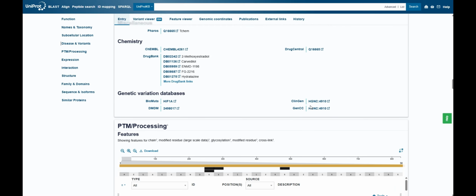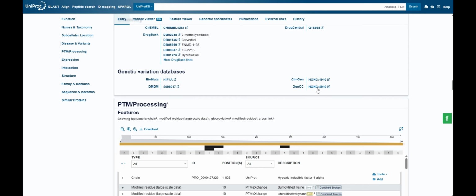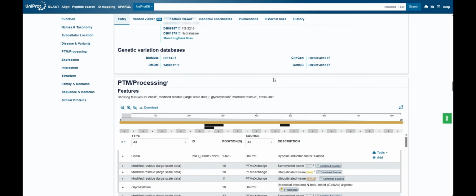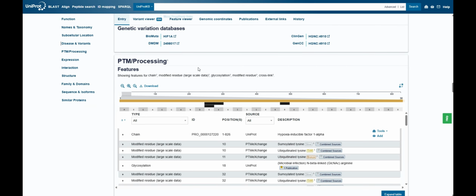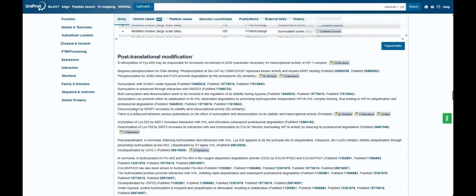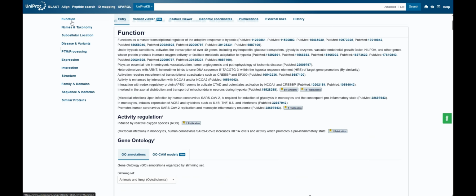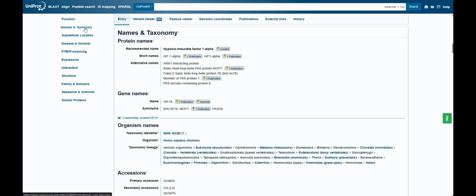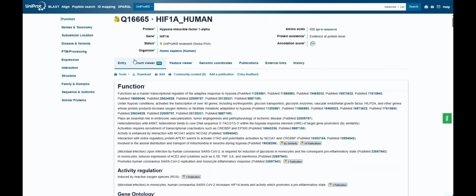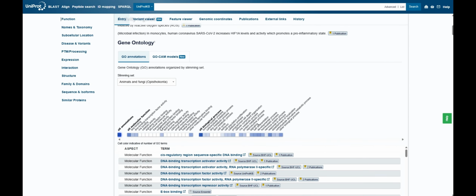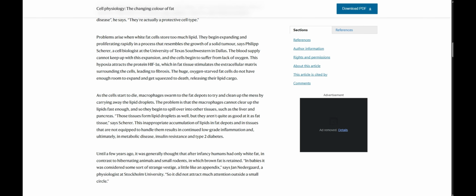A lot of links to other sites, and here we see that HGNC again, the HUGO Gene Nomenclature ID. Then post-translational modification processing. You can go through all of this, but the main things you would look for are probably the name, and the function, which is right at the top, including the gene ontology. If you aren't a scientist and you make YouTube videos, that can make your videos more accurate. Back to the article.